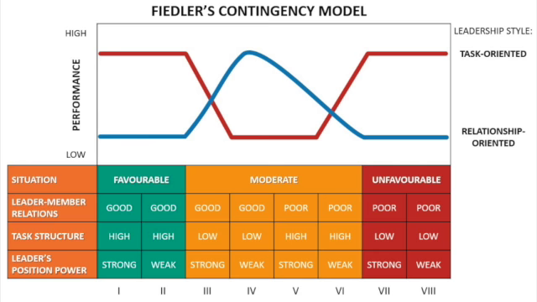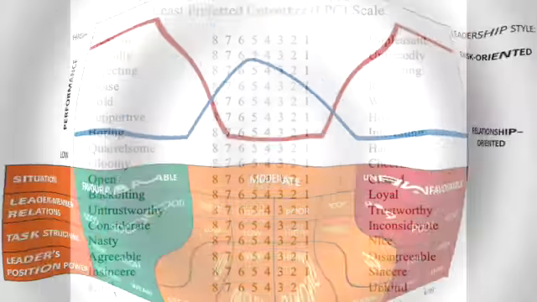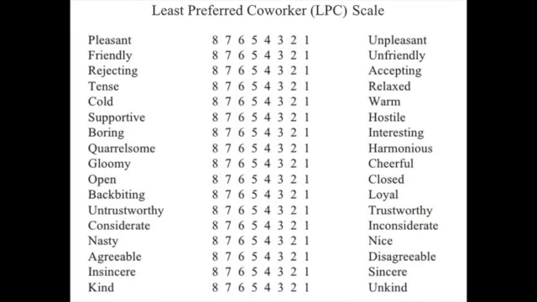The LPC scale is used by Fiedler to identify a person's dominant leadership. Fiedler believes that this style is a relatively fixed part of one's personality and is therefore difficult to change. This leads Fiedler to his contingency views, which suggests that the key to leadership success is finding or creating good matches between a style and a situation.